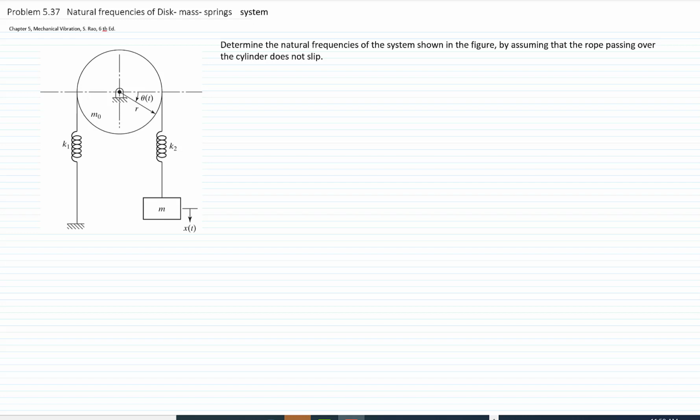This is problem 5.37 from the Mechanical Vibration textbook, Rao 6th edition, and we will find the natural frequencies of the disc mass spring system shown in the figure. The first step is to find the equations of motion.